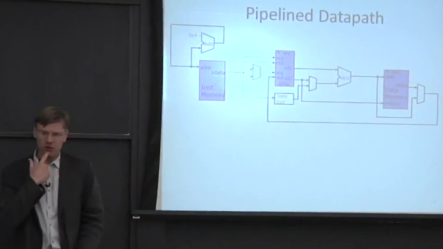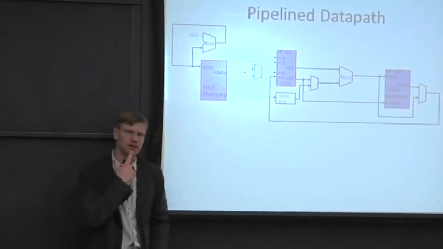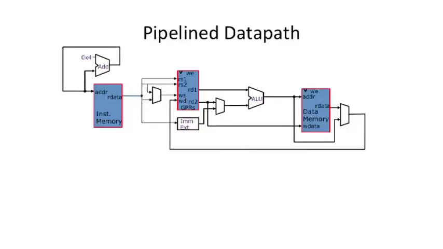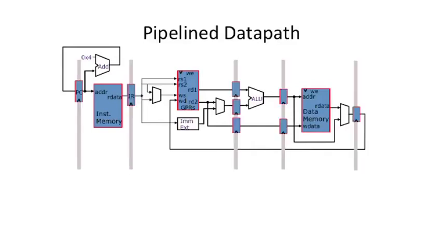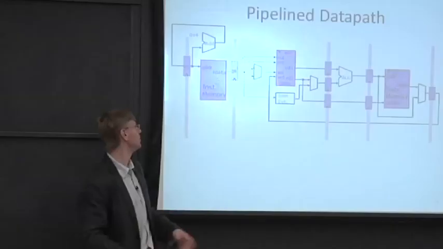And the value gets written back here into the general purpose register file. So let's now move on to thinking about how we build the same data path, but we want to pipeline it now. Well, the first thing we want to do is cut our design up, and we're going to put in registers.